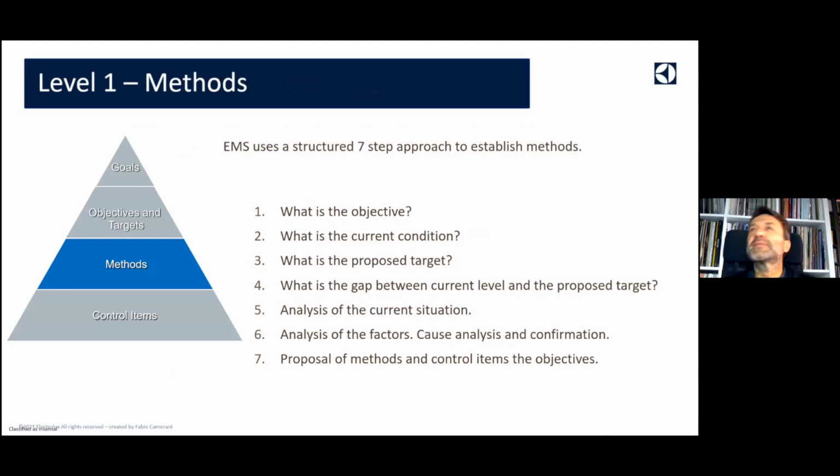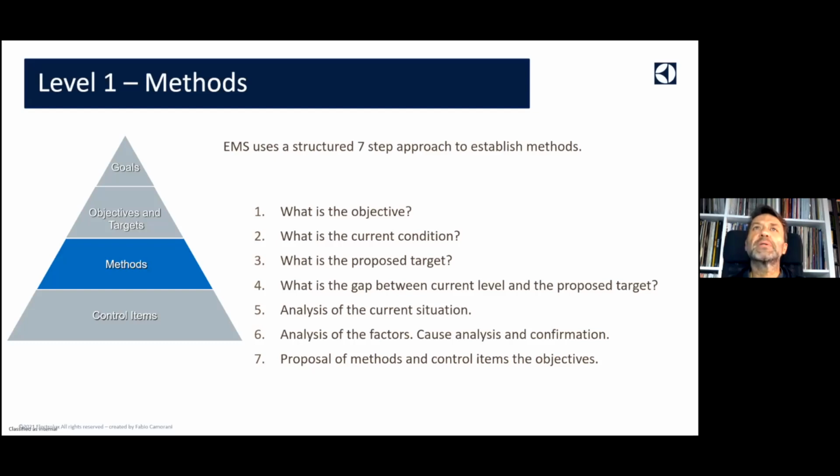Because if the methods are wrong, we will never reach the goal. If the methods are right, sooner or later, we will be there. But if they are wrong, I repeat, we will never do. So what we do is what we call a 7-step approach that we can use whenever we want in many other applications, not only in generating the methods. And it's working like that.